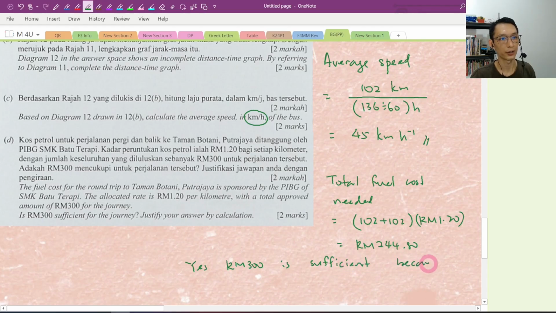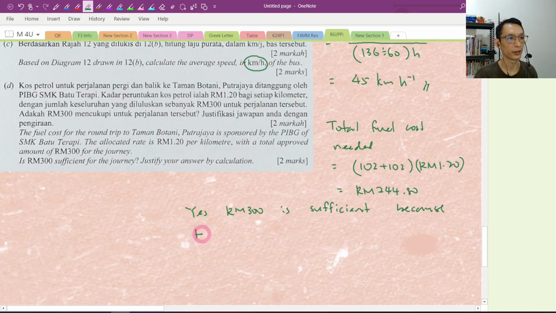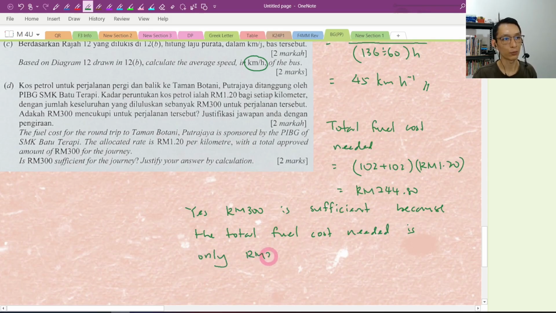Because the total fuel cost needed is only RM 244.80, which is less than RM 300. You can use your own sentence to explain it.